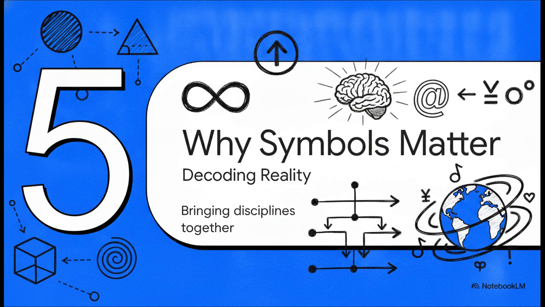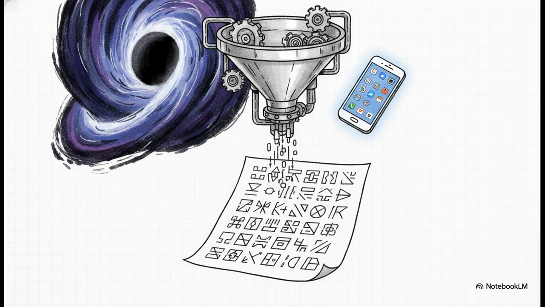Finally, Section 5. Why these symbols matter. Decoding reality. So what does this all mean? Well, mathematical symbols act as the ultimate compression algorithm for human thought. They literally turn massive cosmic concepts into solvable sentences.